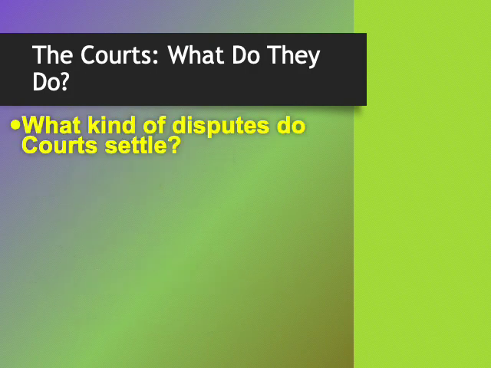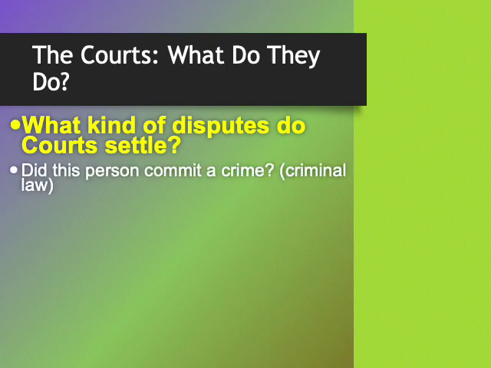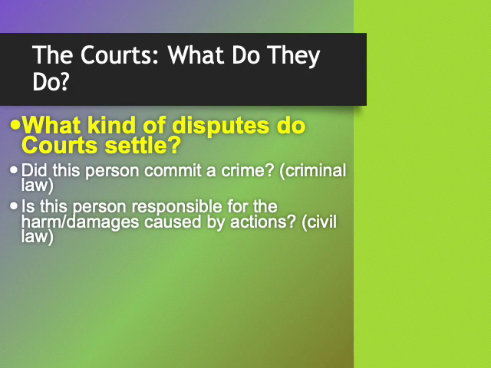So what kind of disputes do the courts settle? Well, there are many different kinds of disputes, and you've probably even seen these throughout the course of the semester. One dispute that the courts settle is whether or not somebody committed a crime. And so that's the whole point of a trial, that a person is accused of committing a crime, and then the prosecutor has to prove beyond a reasonable doubt that this person actually did commit the crime. And so the courts settle that dispute over who committed the crime.